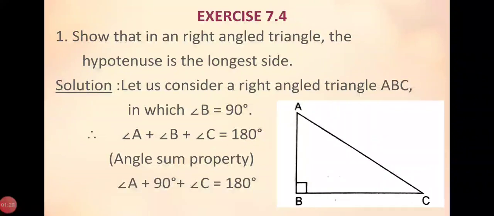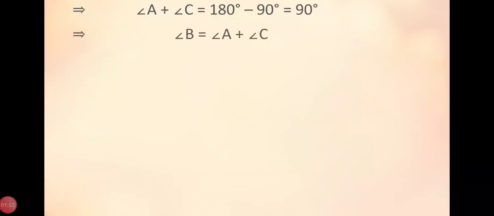Implies that angle A plus 90 degree plus angle C equal to 180 degree. As angle B is 90 degree, we replace it by 90 degree. So we get angle A plus 90 degree plus angle C equal to 180 degree. Further solving, we get angle A plus angle C equal to 180 degree minus 90 degree, that is equal to 90 degree. Implies that now 90 degree is which angle? Angle B. So we write angle B equal to angle A plus angle C.